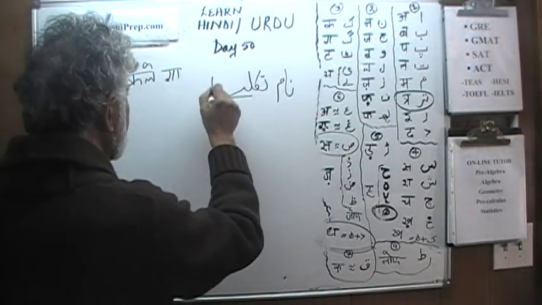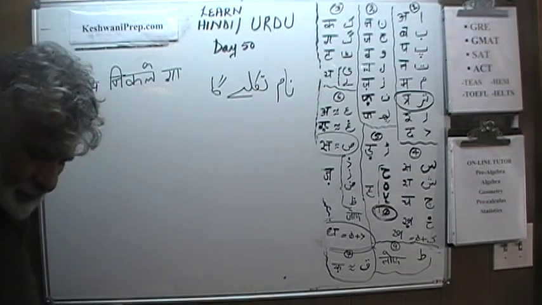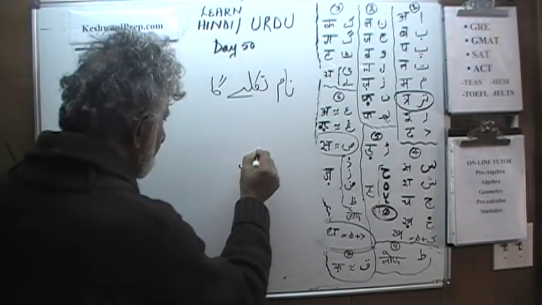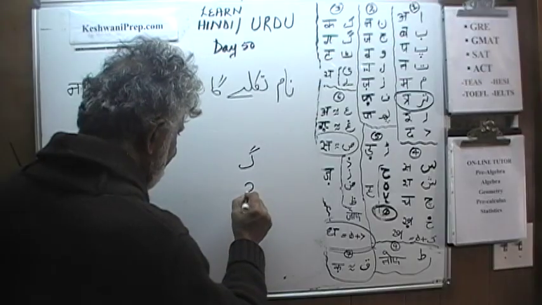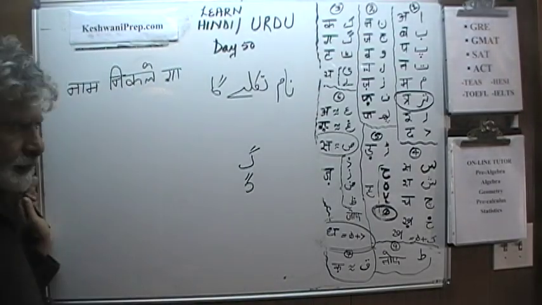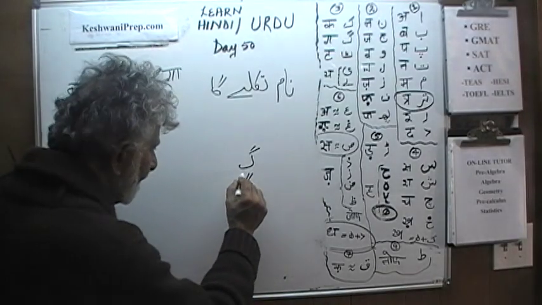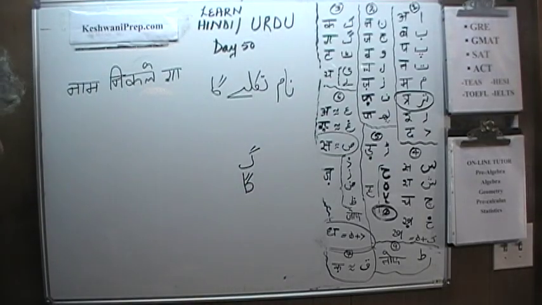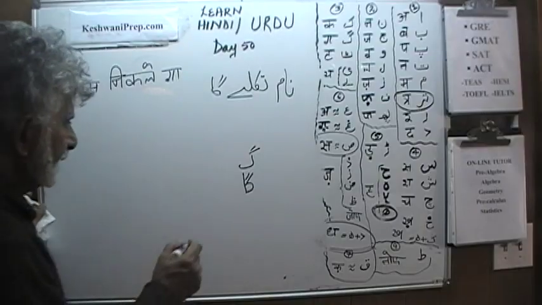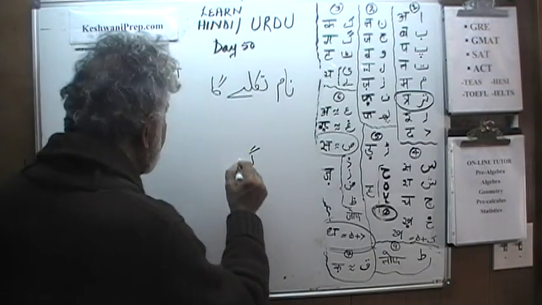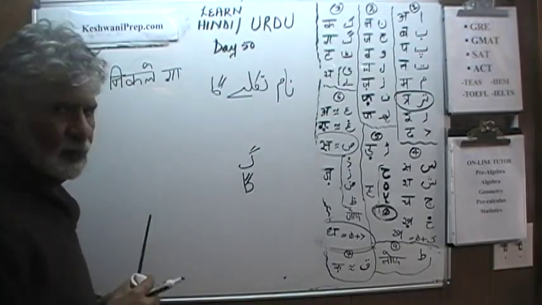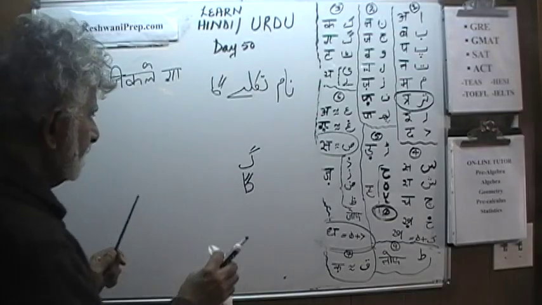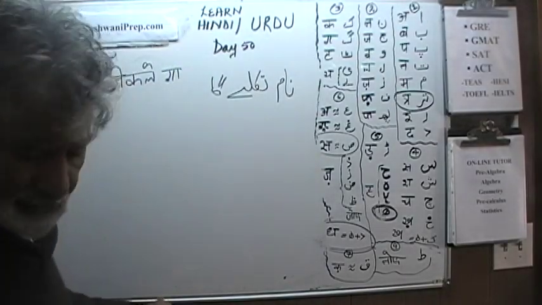Ga is very straightforward. Ga is just ga. So ga, when it's about to join something, takes this shape, to which you join the alif, to which you give it a ki matra, and it becomes like that. The fact that here the line is all the way touching it, here I was sloppy, it makes no difference. It's legible. Naam niklega.